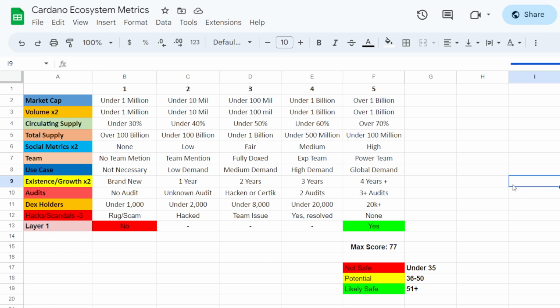Now, the reason I have this laid out this way is because this is not necessarily a chart about, is this a good investment or not? I think it's fair to say that most projects in the crypto space during a bull market can be potentially good investments as long as you know when to get out.